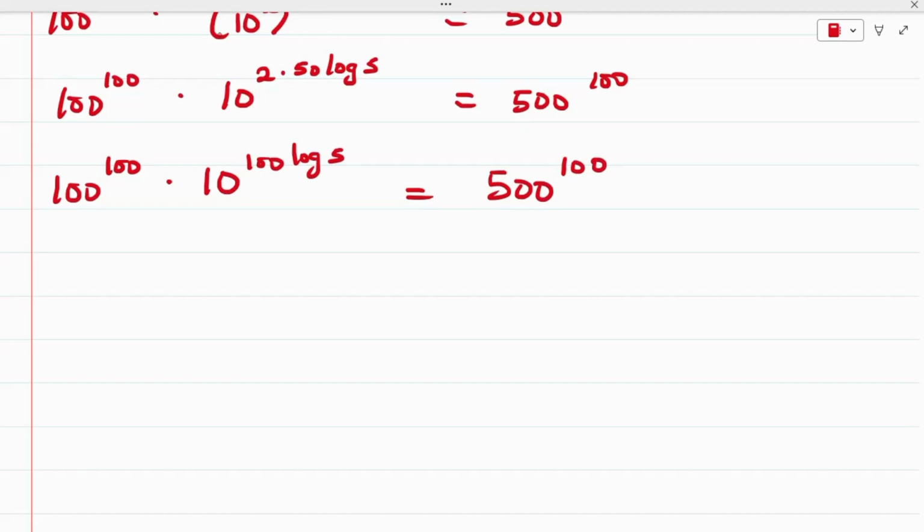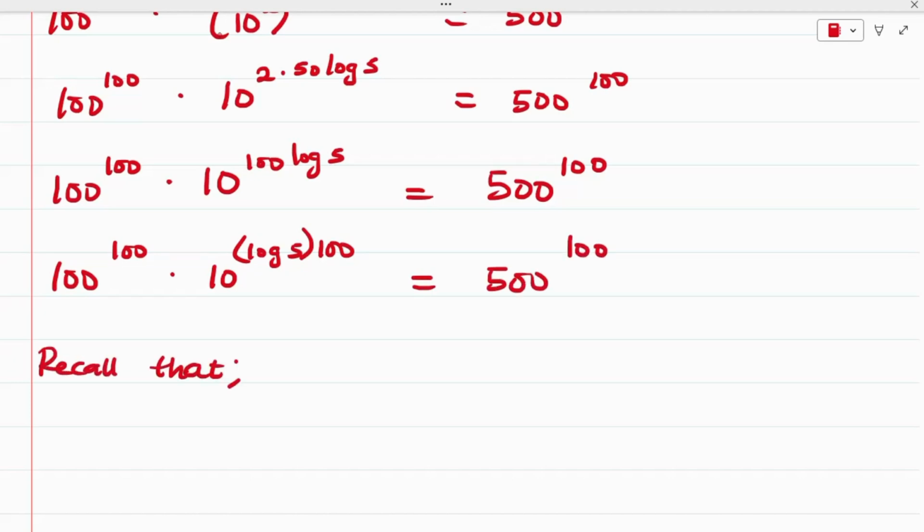So from here, we have that 100 raised to the power of 100 multiplied by 10 into log 5. So I'm going to put this in brackets and bring that 100, which is equal to 500 raised to the power of 100. But simply recall that from the properties of logarithm, we have that a raised to the power of log a b is equal to b. So applying this property, we have that 10 raised to the power of log 5 is equal to 5.